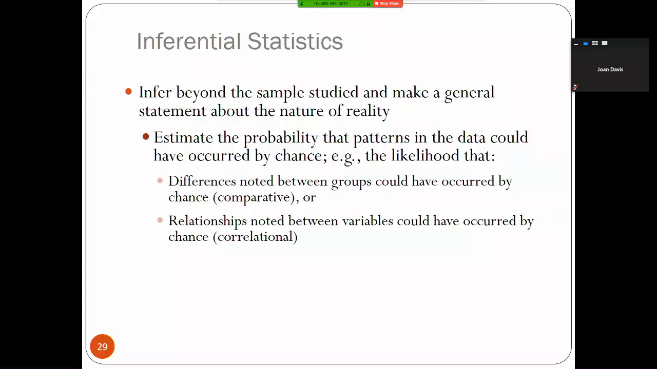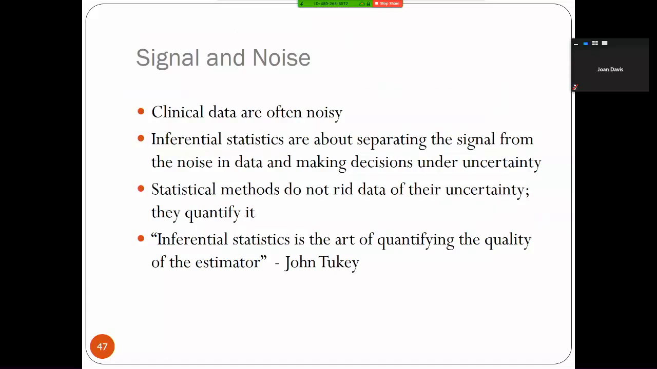So here, we use inferential statistics in a very basic sense to estimate the probability of patterns that we see in the data. For differences between groups, that's what we call comparative statistics, and then relationships between variables, correlational statistics. So the problem is that clinical data are always noisy. There's no question about that. So we use inferential statistics to try to distinguish the signal in these very messy data from the noise.